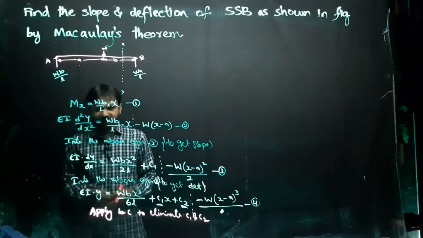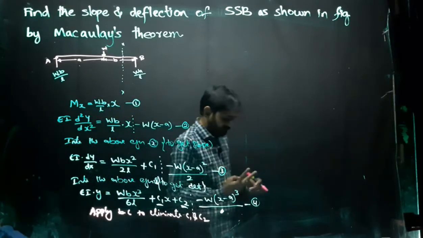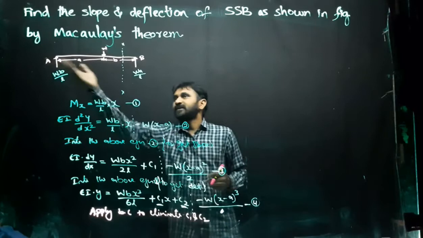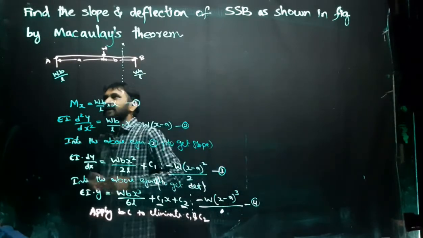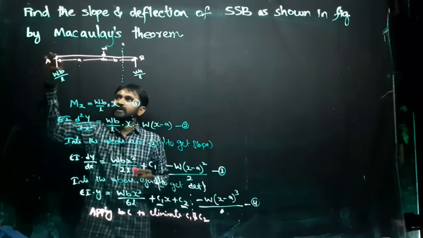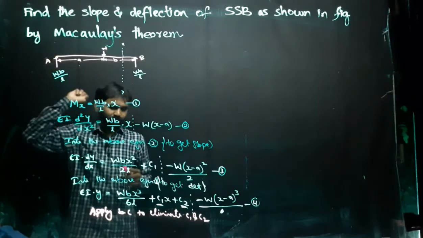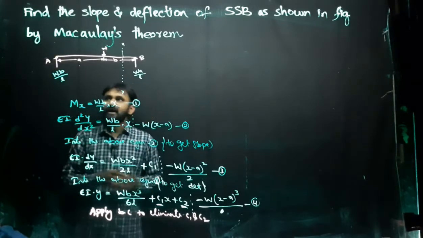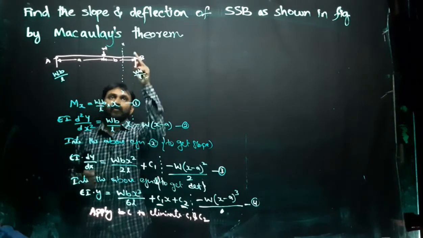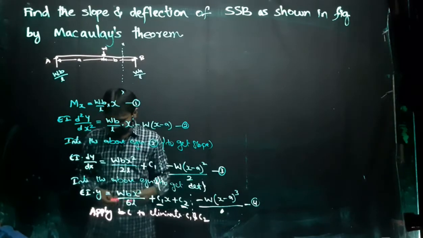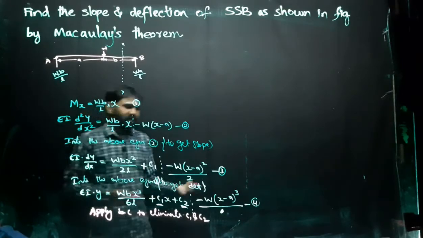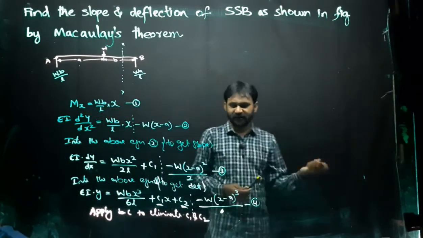What are the boundary conditions? We are having two boundary conditions. Generally, one will be at this end, the next one will be at this end. At x equal to 0, y equal to 0, what is the value of C2? That is one boundary condition. And at x equal to L, y equal to 0, what is the value of C1? That is the second boundary condition. So by applying these two boundary conditions, we can eliminate C1 and C2.